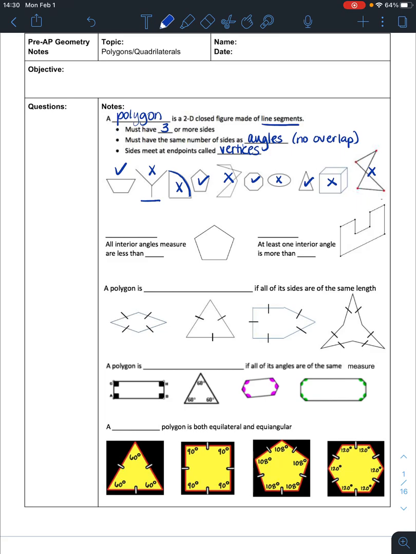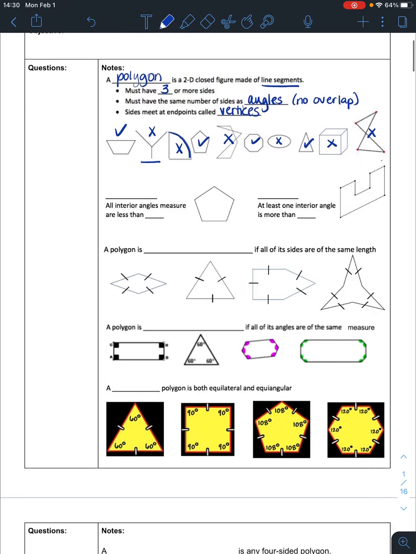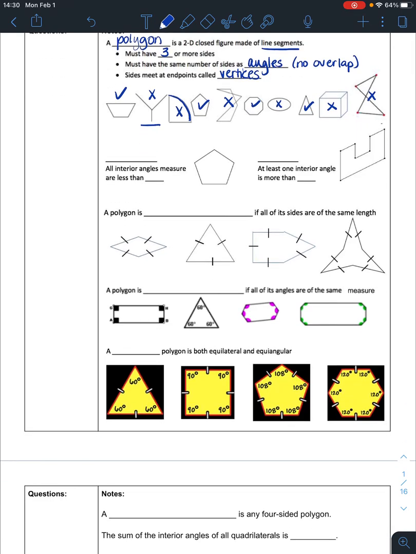So then we have 2 kinds of polygons. Once you become a polygon, there are 2 types. One is called a convex polygon, and one is called a concave polygon. The easiest way that I can remember it is that a concave caves in. It has this little cave in. And basically what it's creating is one interior angle that is more than 180 degrees.